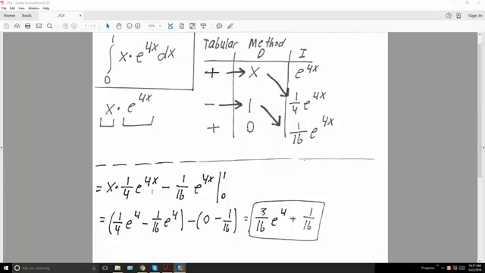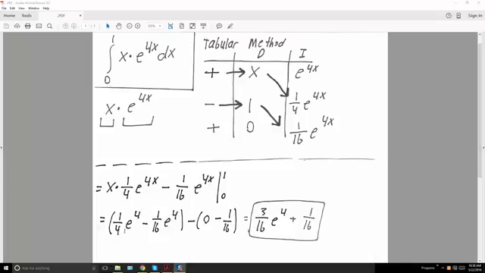So when we plug in 1, we would get 1/4 e to the 4 minus 1/16 e to the 4. I put minus parentheses, now we insert 0. By having 0 here, we would get 0. But this term, if we put 0, we get 1. So we get negative 1/16.